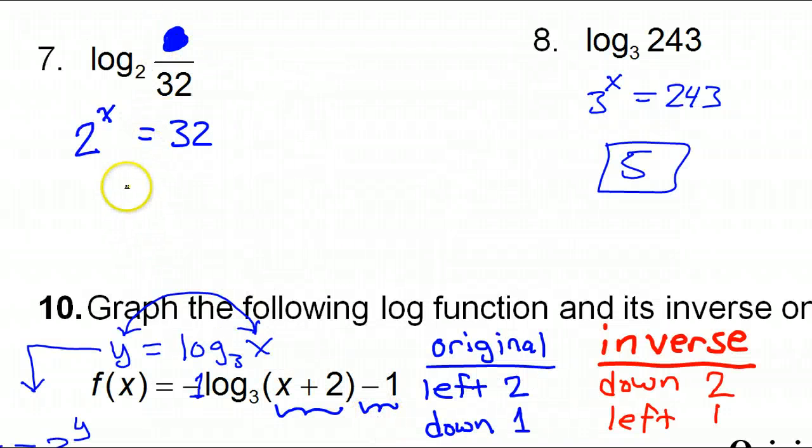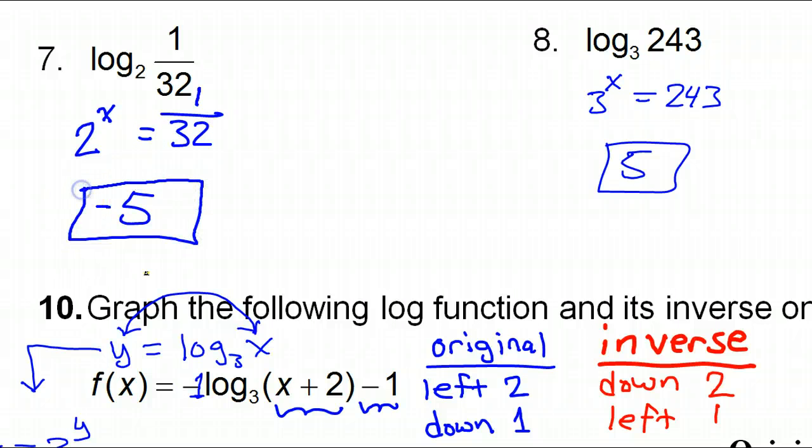Okay, so far that makes you think that 5 is the answer. But it was not just 32. It was actually 1 over 32. So for that reason, it needs to be a negative 5. Because a negative power would drop you down to the denominator like this. Boom!